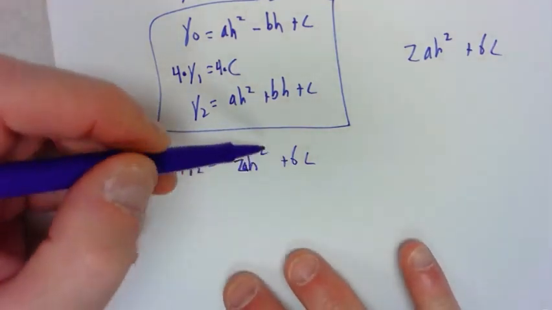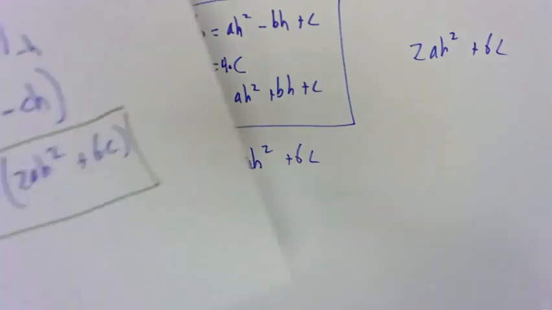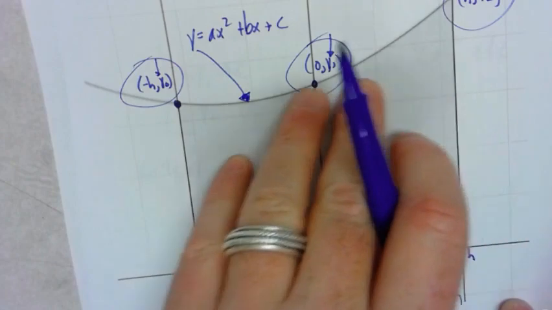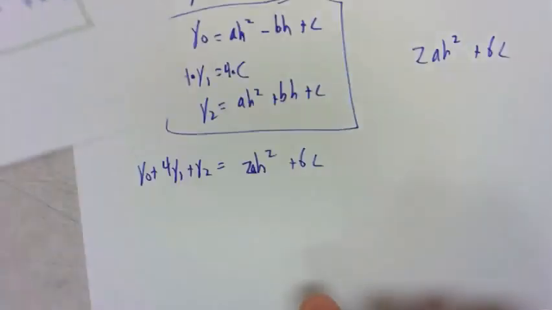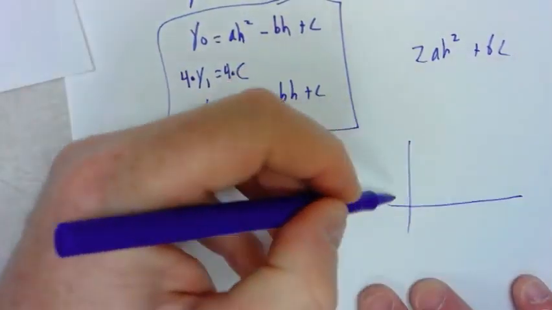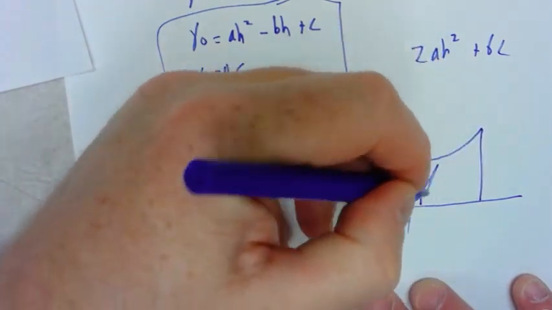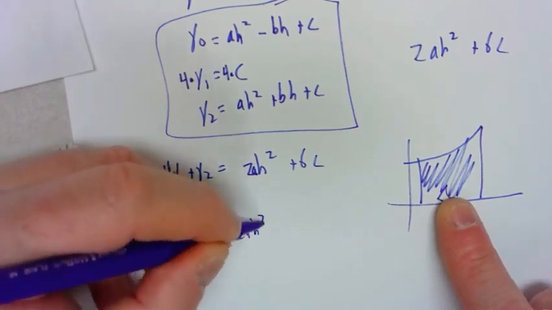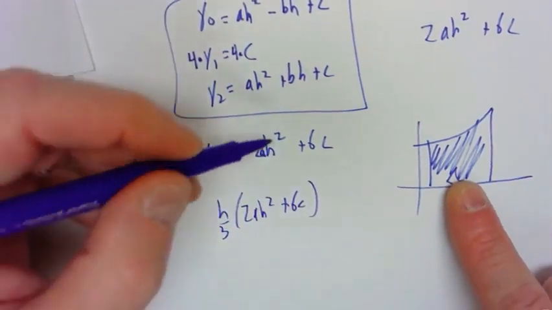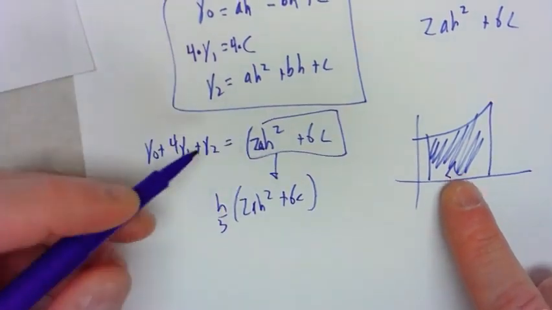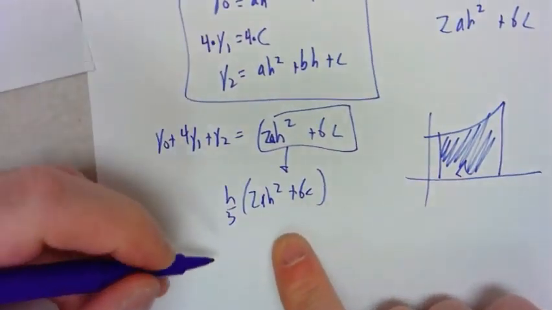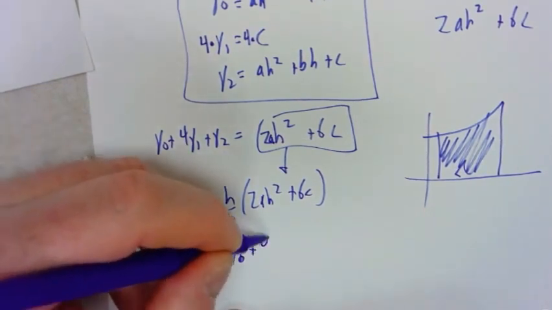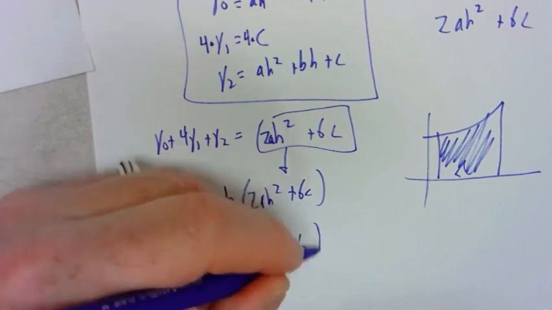And so now, if we go back to this, we found the area of this parabolic shape, and this area was h over 3 times 2ah squared plus 6c. But what is 2ah squared plus 6c equal to? It's equal to y0 plus 4y1 plus y2.